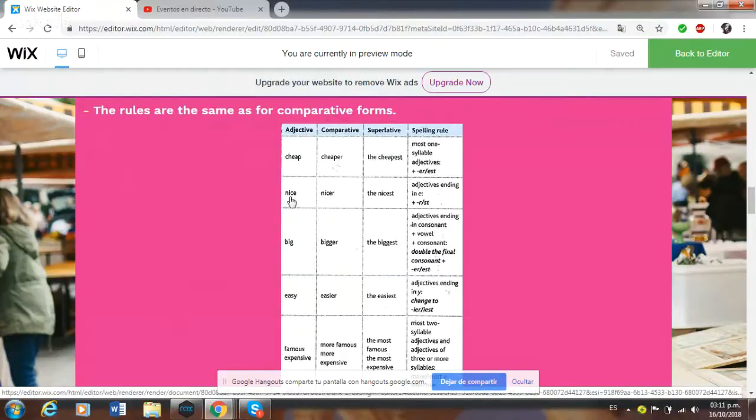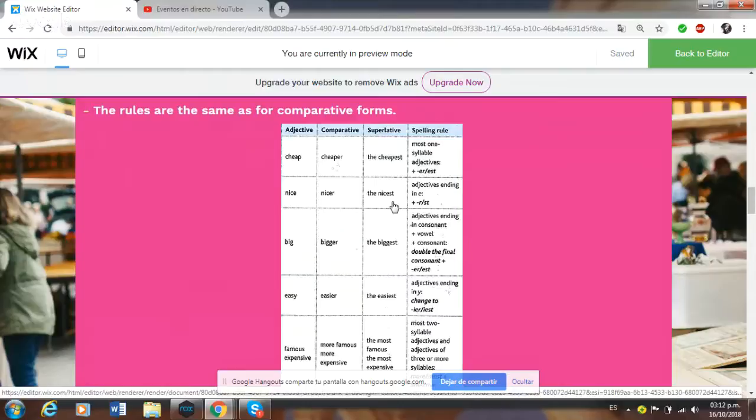And here, let's continue with nice. Nice, another adjective. As you can see, it has one syllable. Then we add er at the end of the word. We add R, the consonant R. When the adjective ends with a vowel, we add only the consonant R, okay? And then nicer, pronounced nicer, in the comparative form. And in the superlative, we add S and T only, okay?